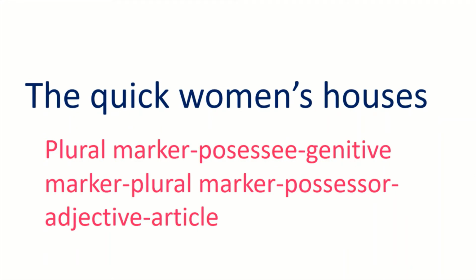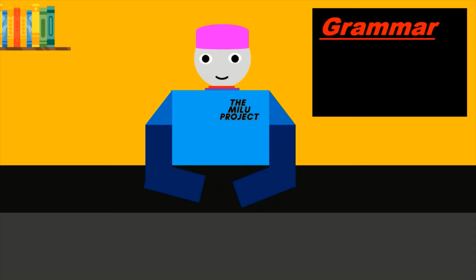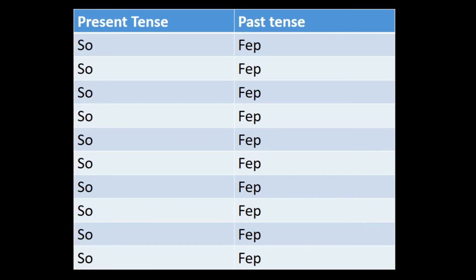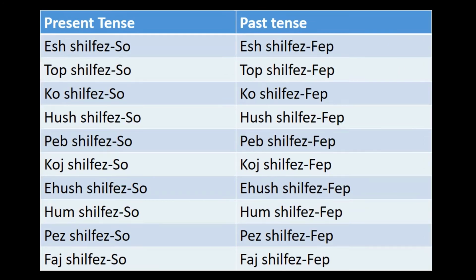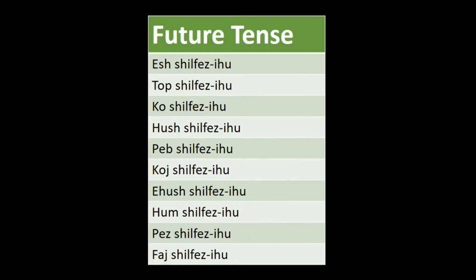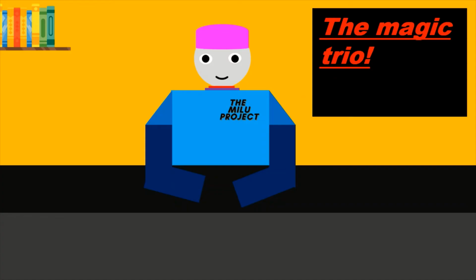Now let's get into the grammar. Since my conlang is fairly analytical, it has no inflections. The present tense is marked with the prefix so, and the past by fe. The future is marked with ihu. When it comes to verbs, there are three main components: tense, mood, and aspect.